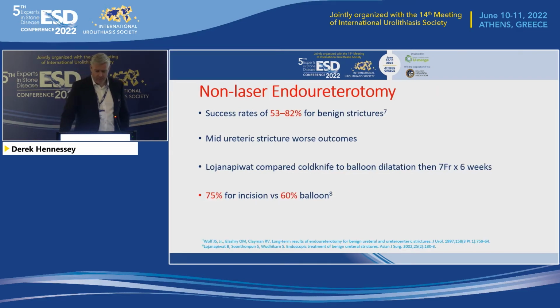If you don't have access to a laser, you can use a cold knife or diathermy as well, and good success rates are reported. However, which is quite different to other studies, mid-ureteric strictures treated in this way don't do as well as proximal or distal strictures. This older study from Thailand compared cold knife endourethrotomy to balloon dilatation, followed by a 7 French stent for 6 weeks, and they found that incision was better than balloon dilatation.